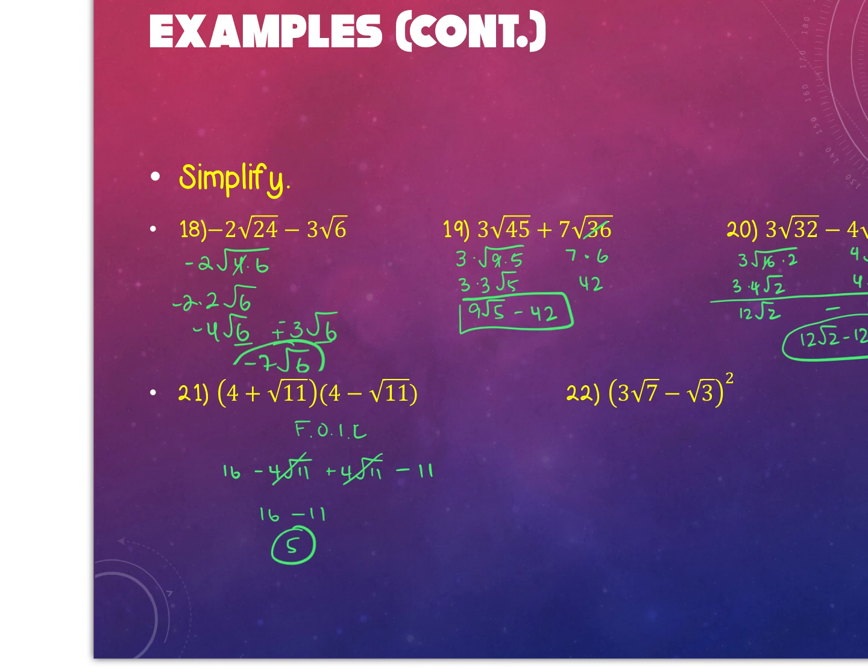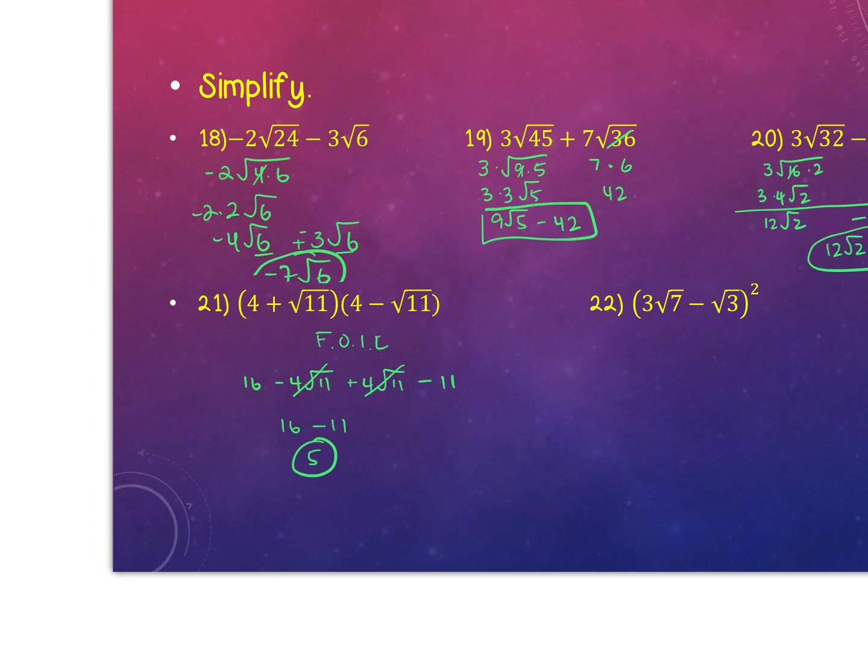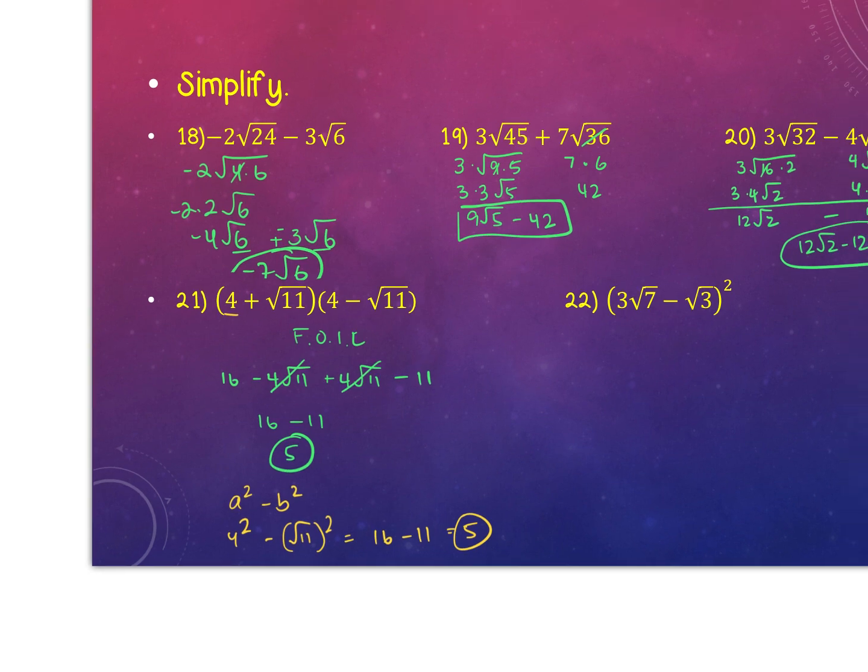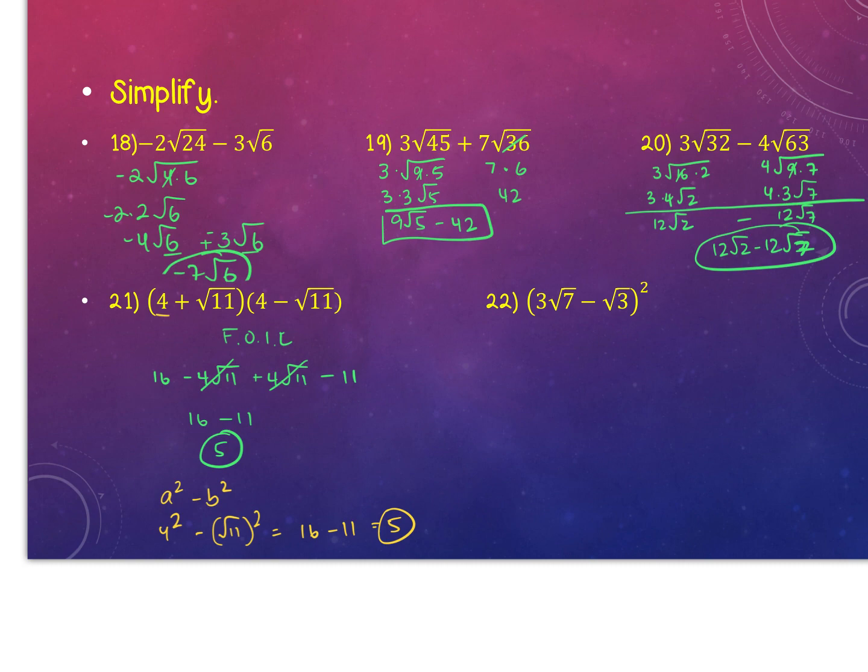It's just 5. So again, if you remember that little pattern, it's the a squared minus b squared scenario, where a is 4 and b is square root of 11. And you see that 4 squared is 16, and the square root of 11 squared is 11. And again, you can get the answer pretty quickly without having to do the whole foiling. Okay? And so now we go to this next one.